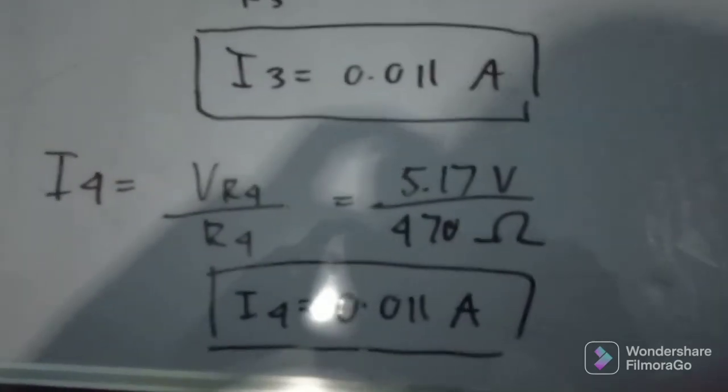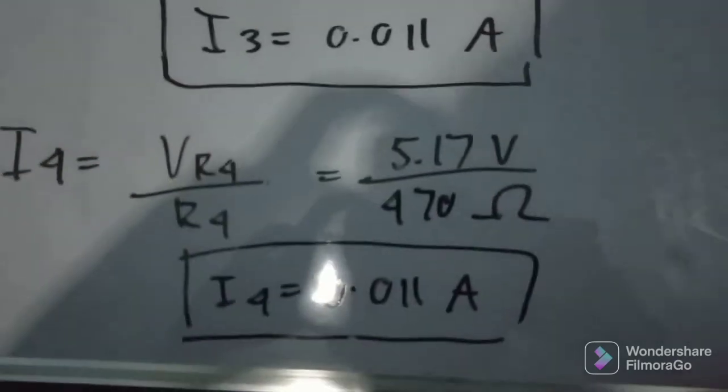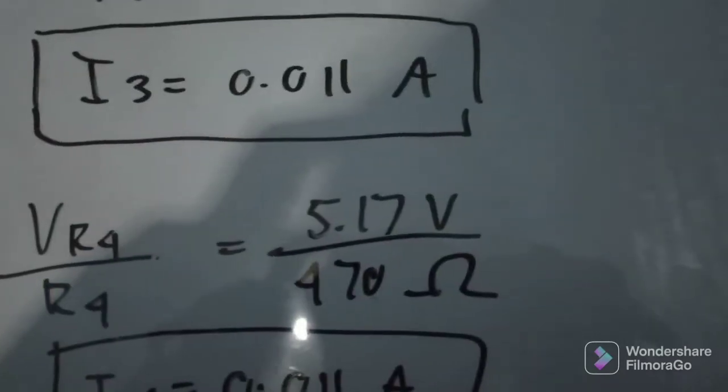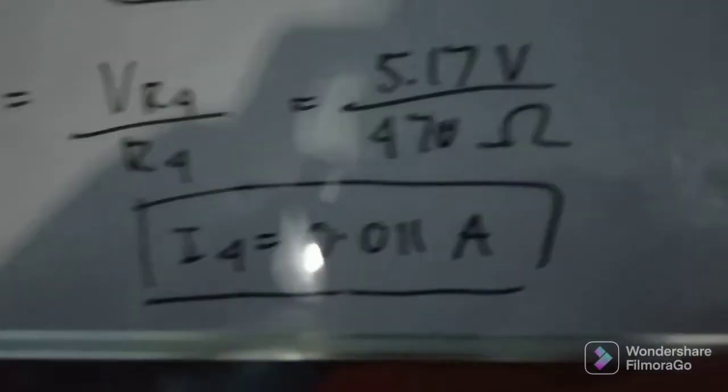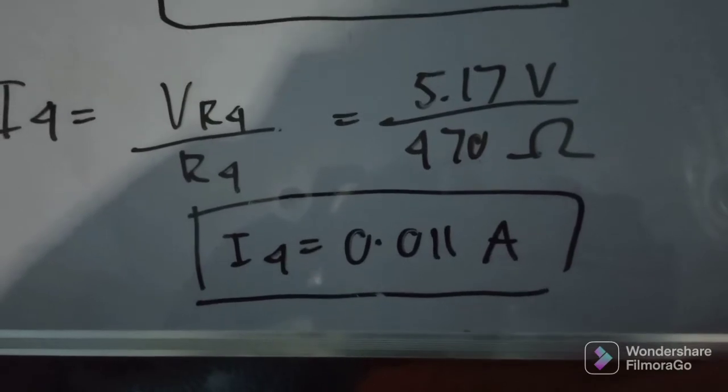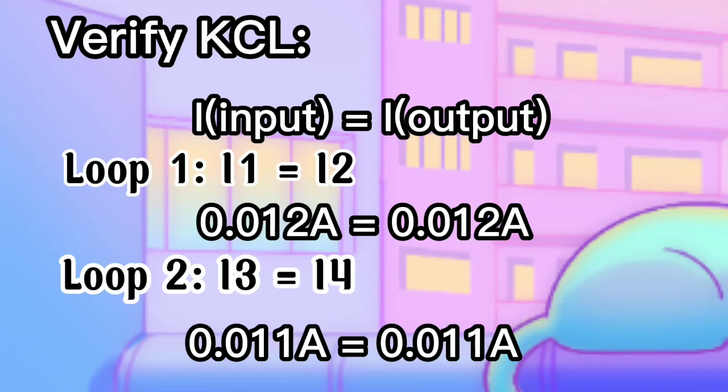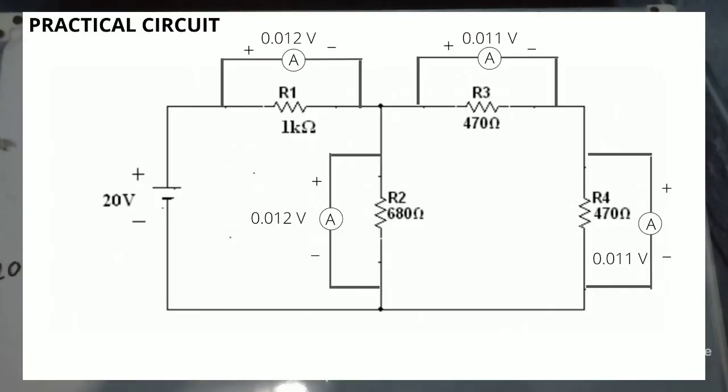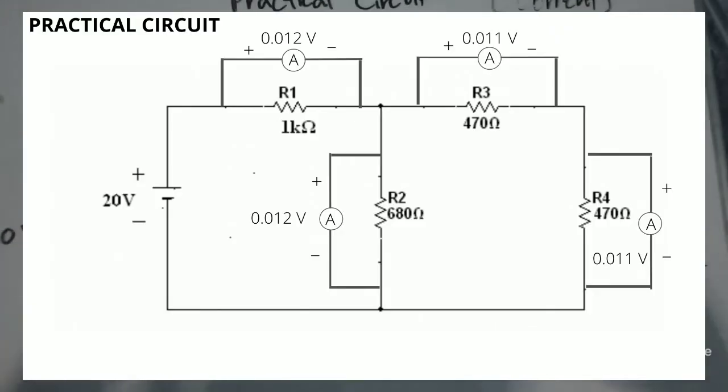And next is resistor 4, which has a similar value. We have 5.17 volts over 470 ohms. We have 0.011 amperes. Here is our diagram, the practical circuit with the values.